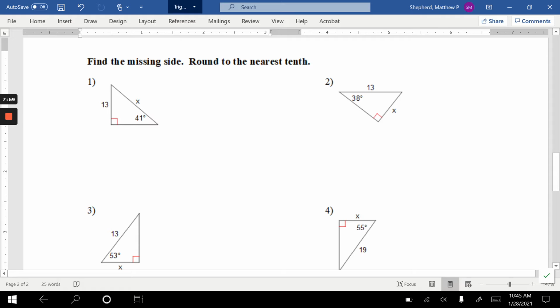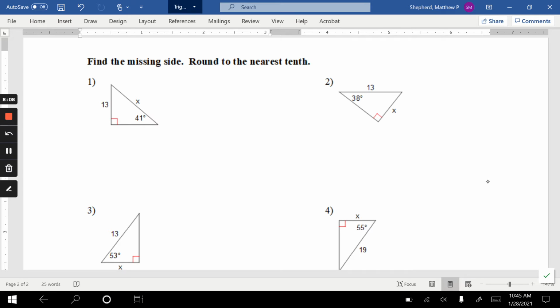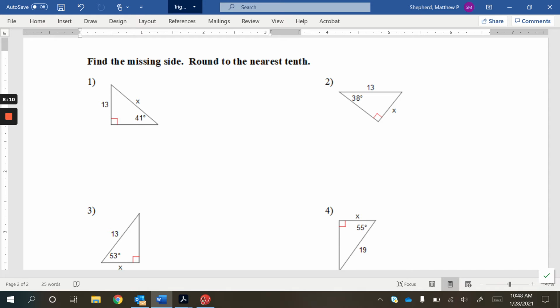In these next problems, we're going to need to use some inverses to do these. Let's first notice what we have. We're given an angle right over here, and we are looking for the hypotenuse. What we have over here is the opposite side. So we need to use a trig function that uses both opposite and hypotenuse. That would be the sine, the SO in SOHCAHTOA.